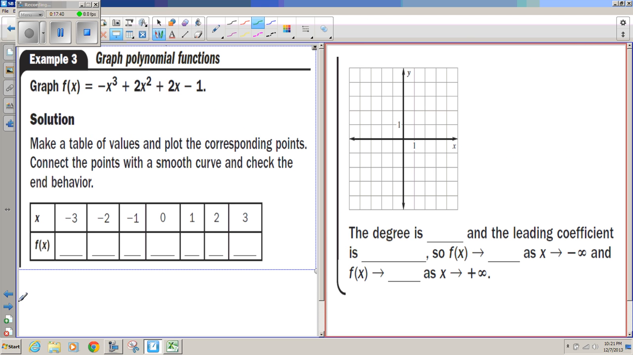All right, so you're supposed to make a table for this and then graph it. So I'll work on the table. You pause the video, I'll pause the video, and we'll work on our own for a little bit.